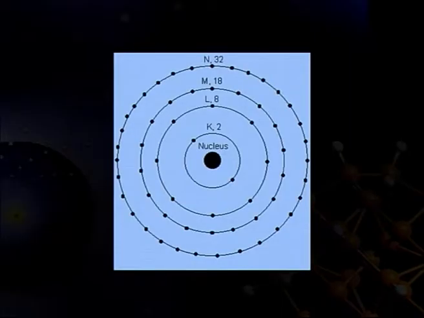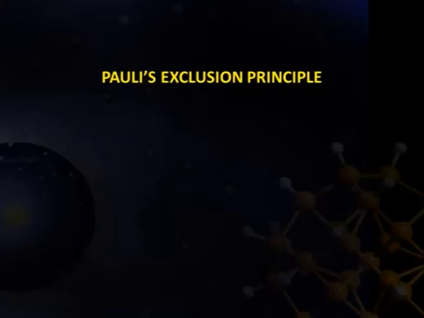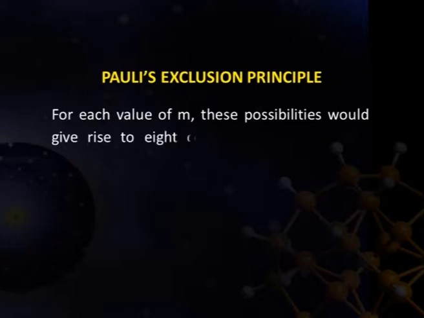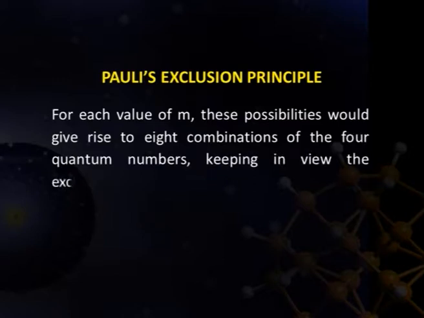For the L shell, since n is equal to 2, l can have two values, 0 and 1. m can have only one value for l=0 and three values for l=1, that is -1, 0, +1, and ms can have two values, plus half and minus half. For each value of m, these possibilities would give rise to 8 combinations of the 4 quantum numbers, keeping in view this exclusion principle.